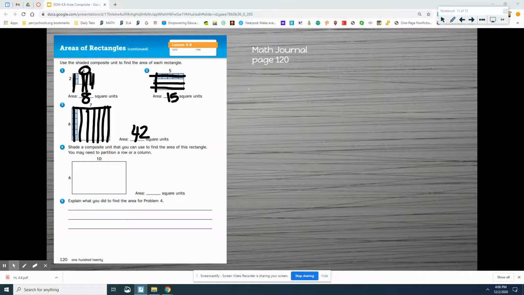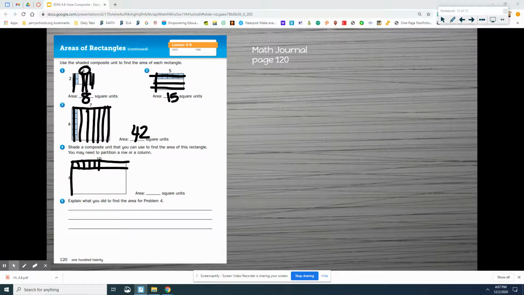Looking at number 4, shade a composite unit that you can use to find the area of this rectangle. You may need to partition a row or a column. Well, like I said, number 1 and 2 were easy because we can count by 2s and we can count by 5s. When I look at my numbers for number 4, I know the short side is 6 and I know the long side is 10. I'm going to want to count by 10s because I know how to count by 10s. So I need to draw my composite area, and I need to draw this out as 10, which is a little bit more difficult.